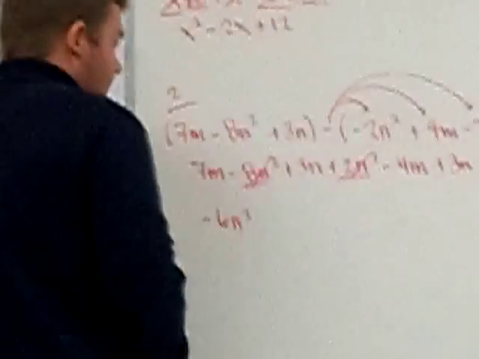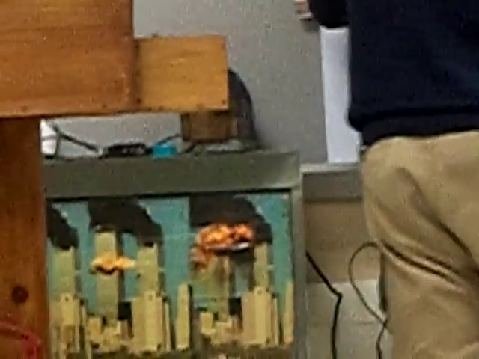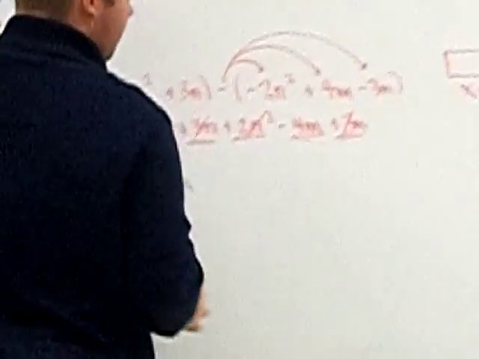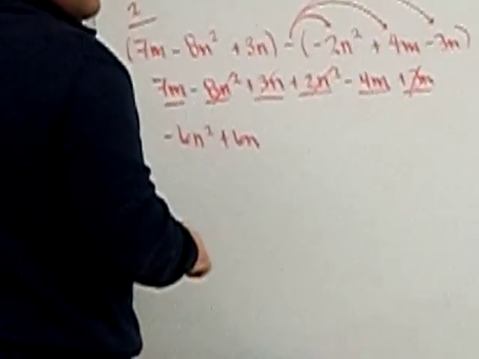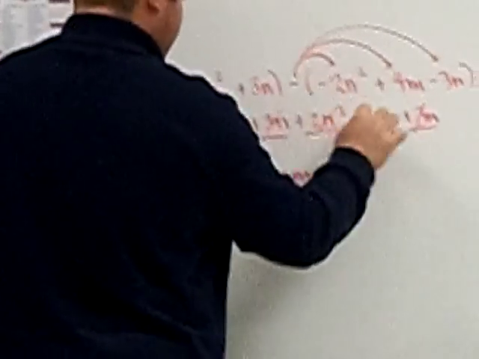Those are gone. Now, if you have just an m and just an n, it doesn't really matter which one comes first, but we'll do n first since we have an n squared, and then we'll do m last. So we've got a 3n here and a 3n here. What does that become? 6n, so plus 6n. Those are gone. And we've got a 7m and a minus 4m. What does that become? Plus 3m. That's it.